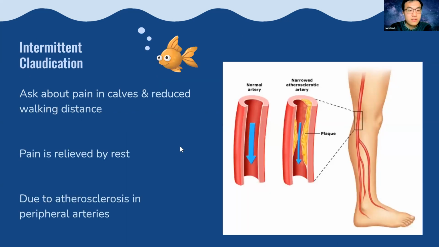Intermittent claudication. So this is pain in patients' calves, which when they walk over a distance, they'll feel pain in their calves and they'll have to stop. And the pain is usually relieved by rest. You can ask patients if they've noticed changes in their ability to walk over a distance, like if they used to be able to walk, say, 500 meters, now they only walk 100 meters and they have to stop. That could be a sign of intermittent claudication. And the pain due to claudication is relieved by rest.